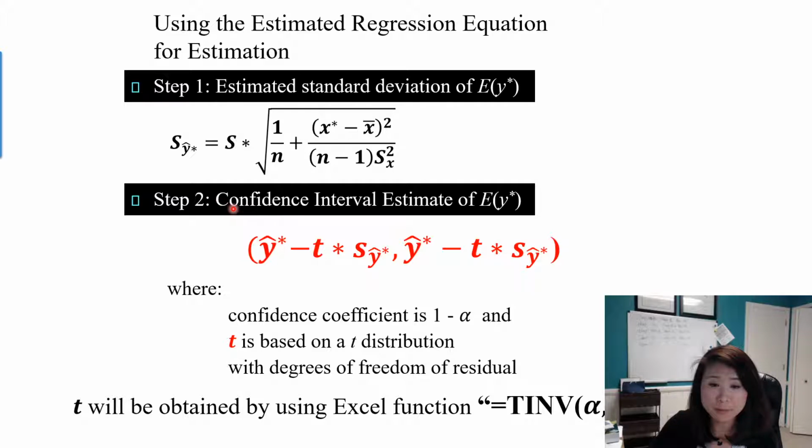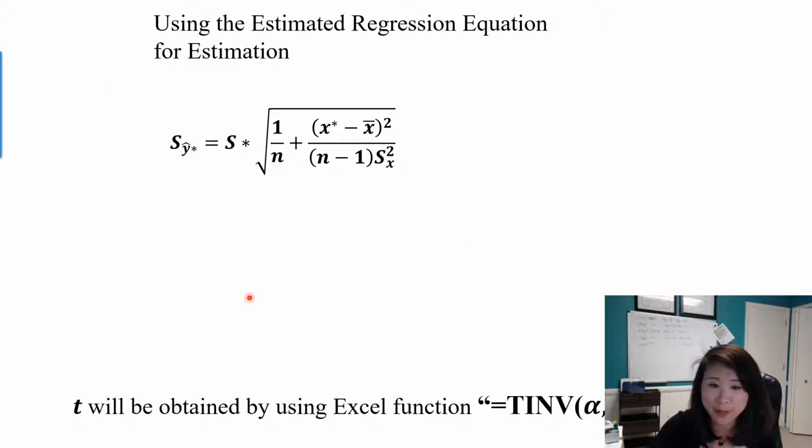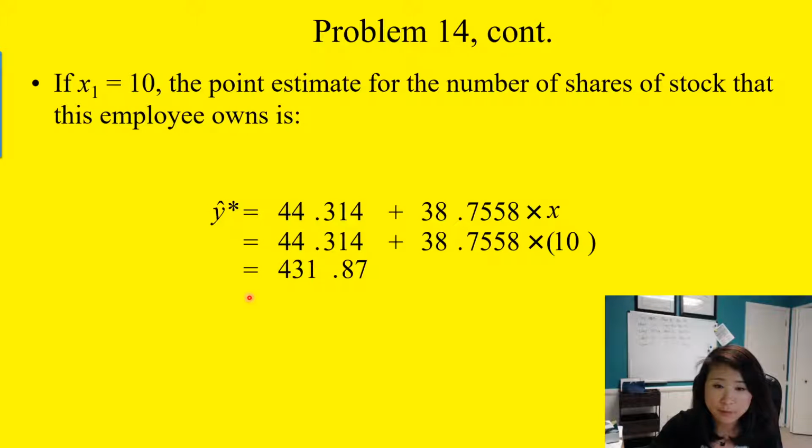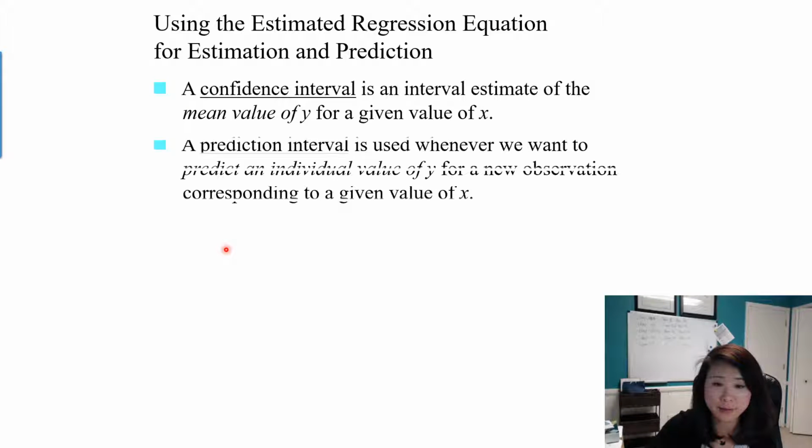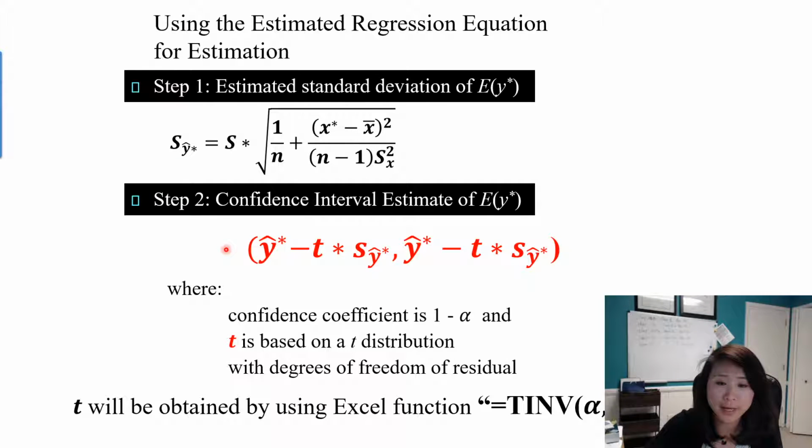Step number 2 is the final step we need to go through to calculate the confidence interval for the mean of y. First of all, the y hat star. What is the y hat star? We actually saw this notation before. Let me go back to the last video. You can see we saw the y hat star before. The y hat star means the point estimate, and we are using the point estimate to construct the confidence interval.